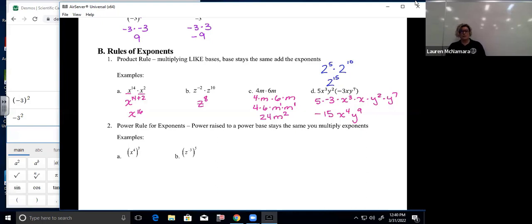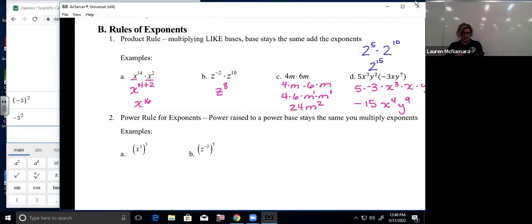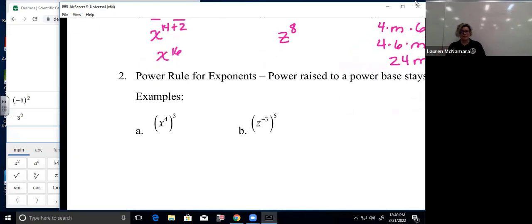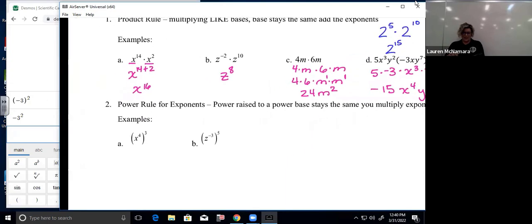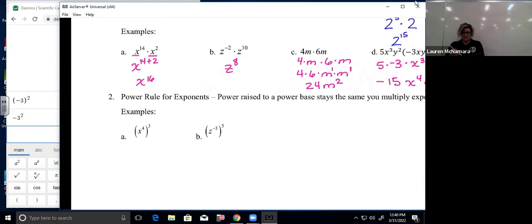Power rule for exponents. All right, your power rule for exponents is, notice that I have parentheses here, and I have an exponent raised to another exponent. So a power raised to a power of a base, the base stays the same again. This time you multiply the exponents. So my base is going to stay the same here. I get x. Then I have a power to another power, so I'm going to multiply and get 12.